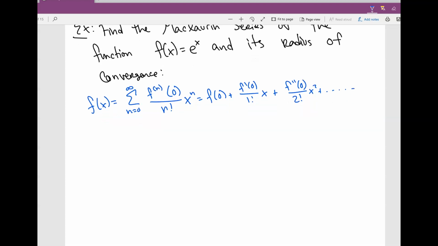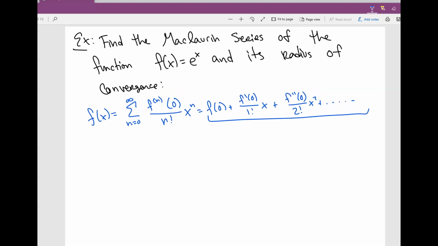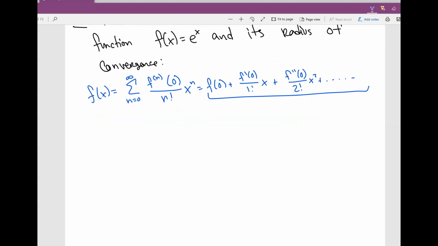All right, so now what we want to find is this part. So this is the part that we want to be able to figure out. Because we have a Maclaurin series, we're going to be plugging 0 into our function. So the way that we're going to do it is we need to figure out a couple derivatives. So first we're going to start off with f of x, which gives me e to the x.